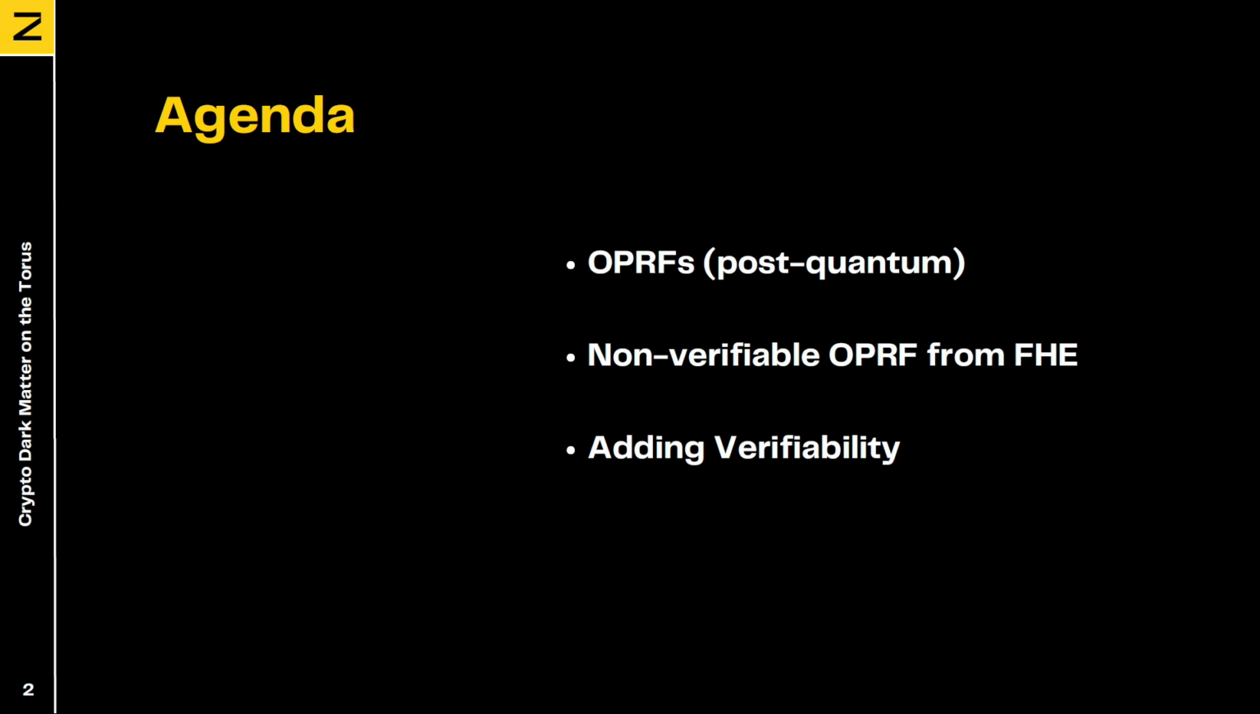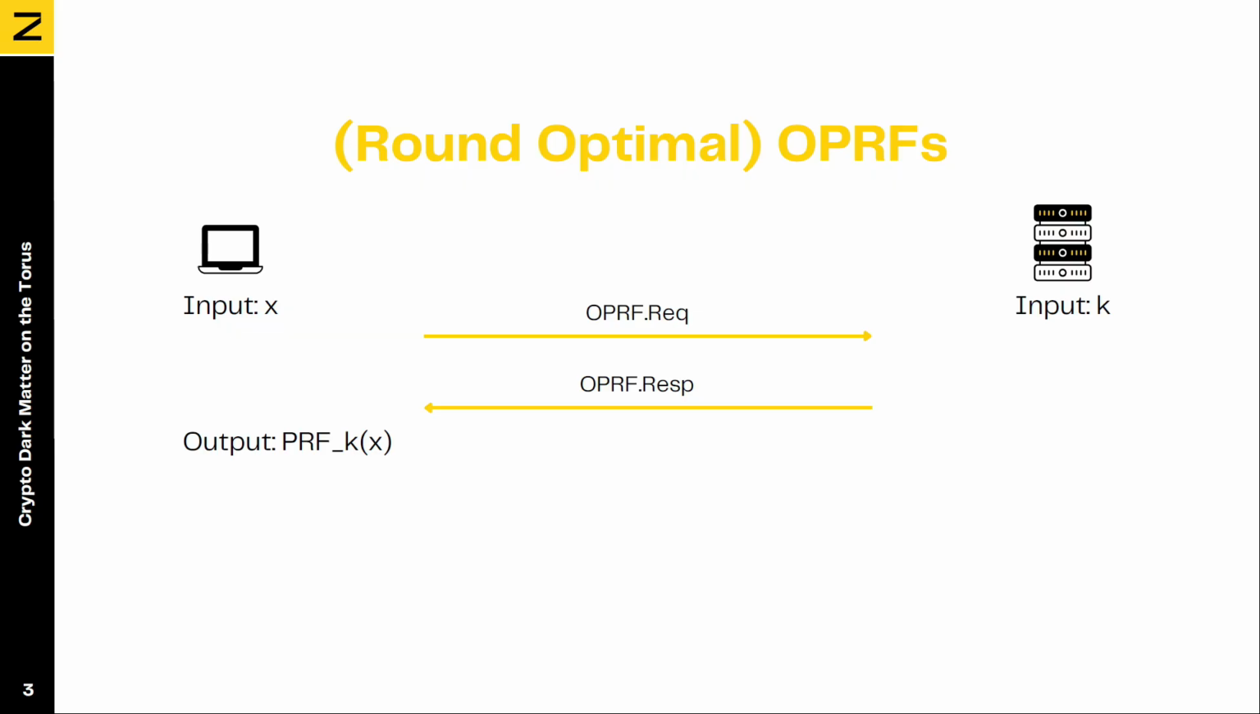In terms of a plain OPRF, these are protocols between a client who holds an input X and a server who holds a server key K. The idea is that in a round optimal OPRF, there are two messages, one request message and one response message, and at the end of the protocol, the client should learn the PRF evaluation, whereas the server ideally should learn nothing.